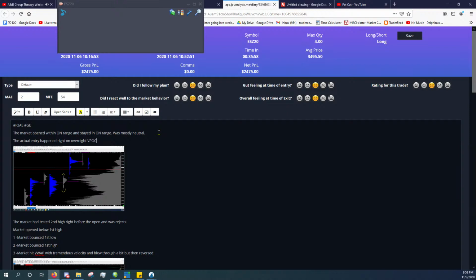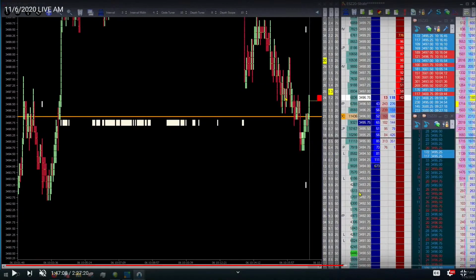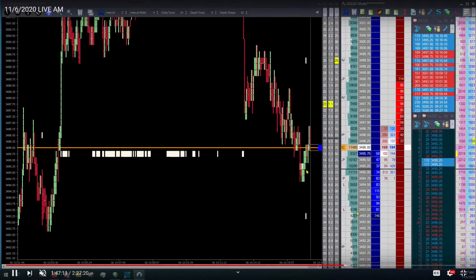So why is that important? That is so important to know because that's an extra supporting factor. The more things you have supporting your entry, the better. And that was support essentially. I know it went through it, but that specific area is so important because it's heavily influenced, because it happened in the overnight.